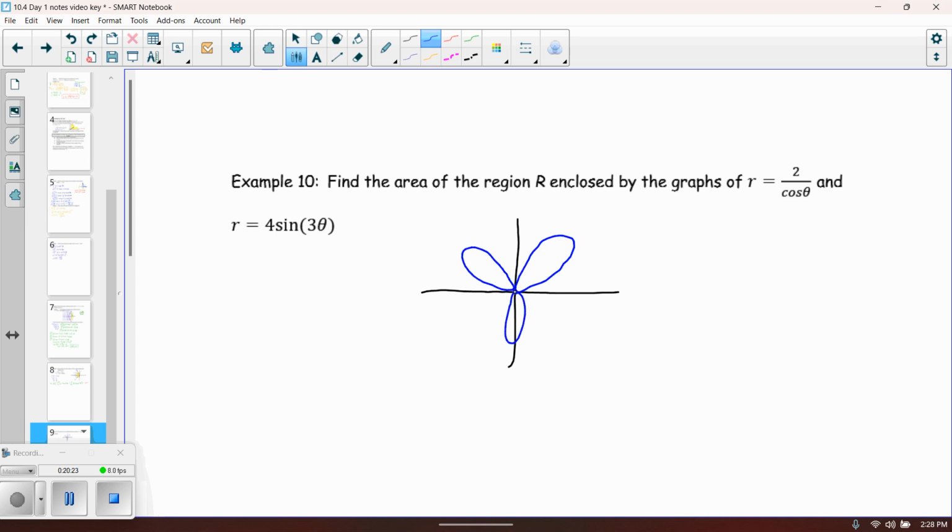Okay, they're all supposed to be equal amounts. The petals should be equal, but I did not draw it very well. But that's what it looks like. And then the r equals 2 over cosine theta part is actually just a vertical line at x equals 2 if you were to plot that on a rectangular coordinate plane. So what you're looking for is the area in this region right here.